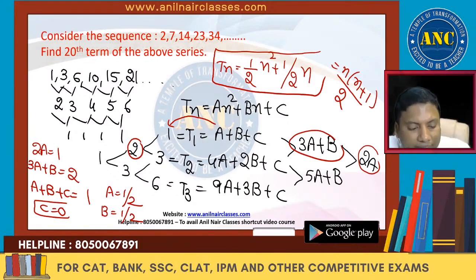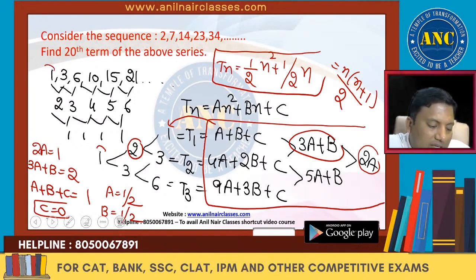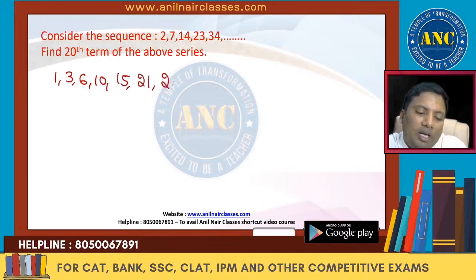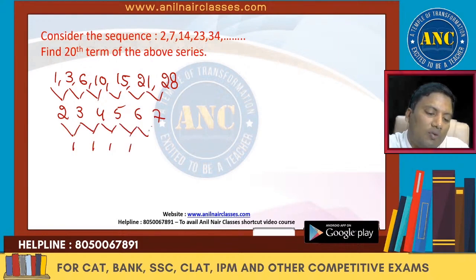Now if you see, this entire right hand side is always the same. 2a is nothing but 1. So what you do is write down the answer directly. 1, 3, 6, 10, 15, 21, 28. Listen carefully. These differences are 2, 3, 4, 5, 6, and 7. And these are nothing but 1, 1, 1, 1, 1.